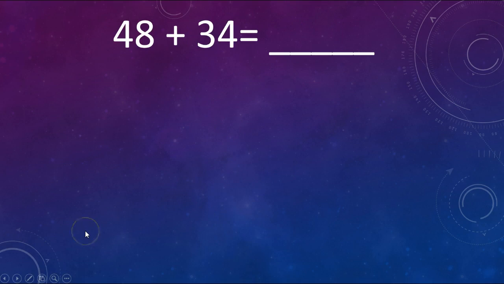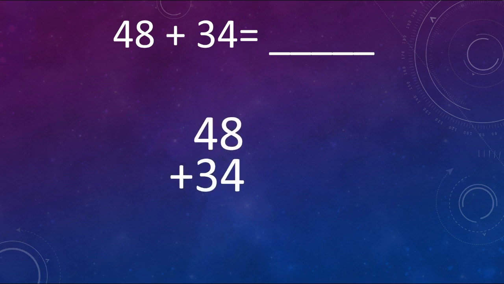Alright, so here's our next problem. I want you to set this one up yourself. Set it up vertically. Right now it's horizontal, so make sure you're setting it up vertically. Line up the ones and the tens. Go ahead and set it up. Alright, is this how yours looks? 48 plus 34 equals. I have my ones lined up, my tens lined up, I have my plus sign over on this side, and I have my equal sign right underneath.